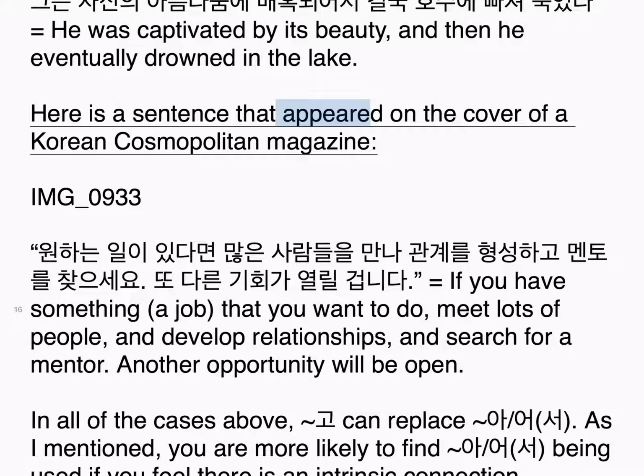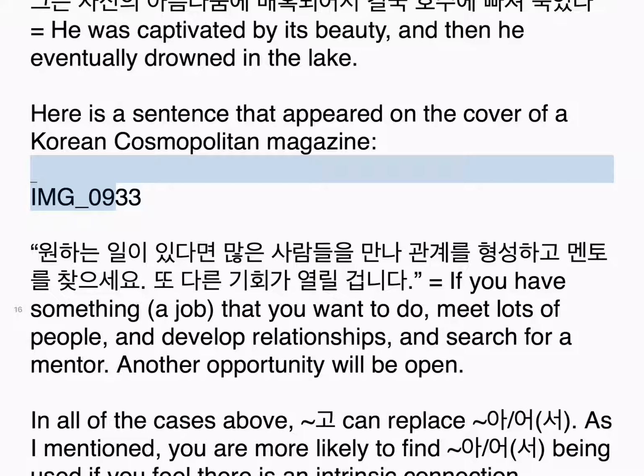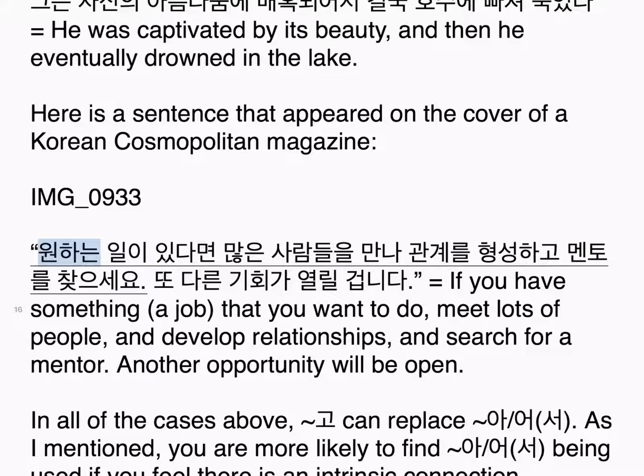Here is a sentence that appeared on the cover of a Korean Cosmopolitan magazine. 원하는 일이 있다면 많은 사람들을 만나 관계를 형성하고 멘토를 찾으세요. 또 다른 기회가 열릴 겁니다.